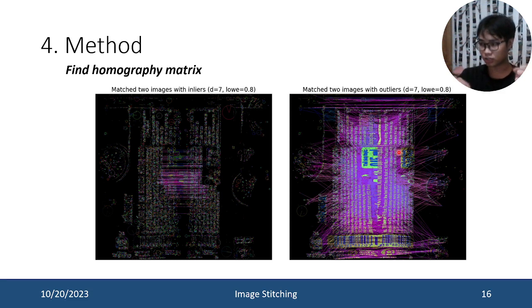It is RANSAC. In this figure here, we see many outliers appear in the matched image. This makes the result of using the direct linear transform method bad. Therefore, we use the RANSAC algorithm to solve this limitation.